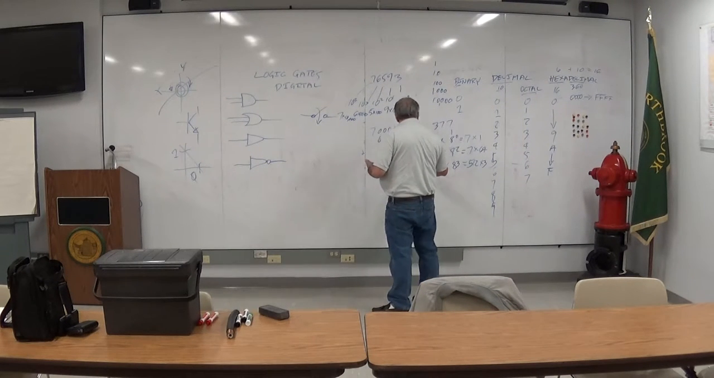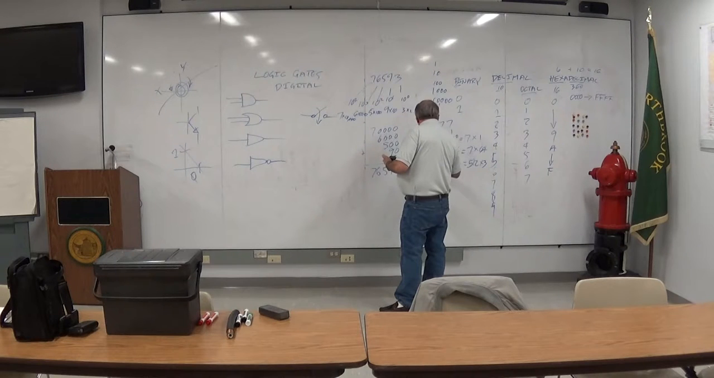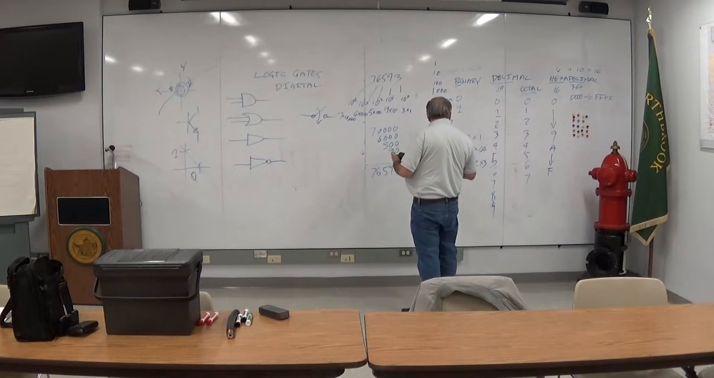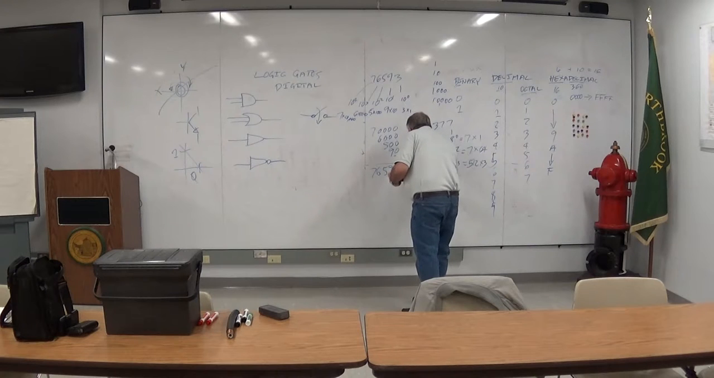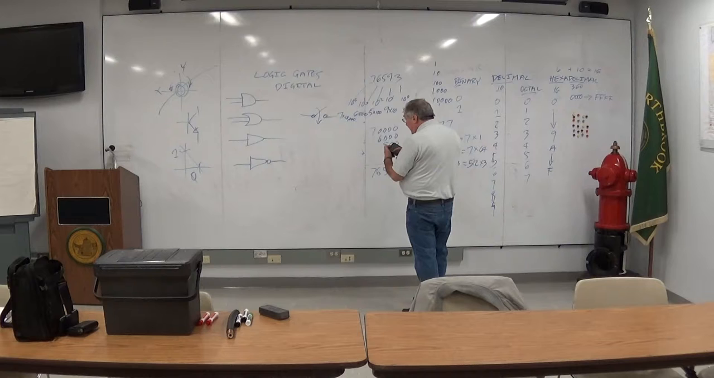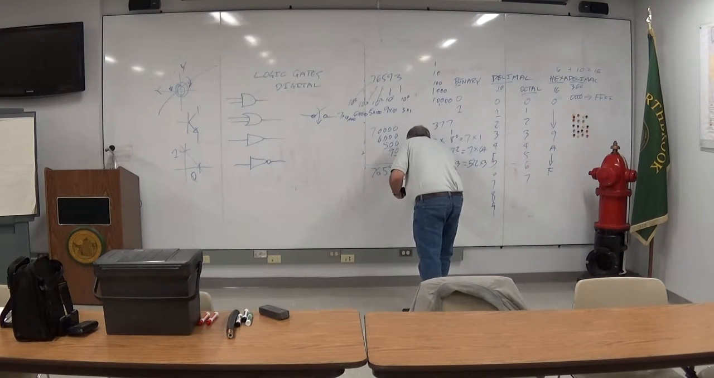448. And 3 times 512 is 1536. And you have to add all these together: 7 plus 448 plus 1536. And you get 1991. Okay, so guess what?